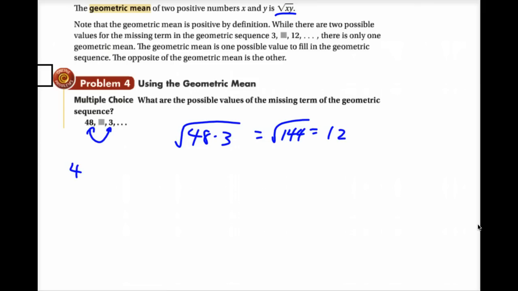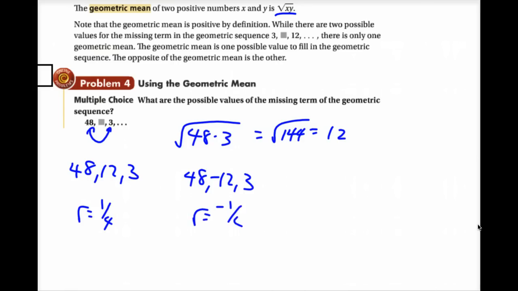So it could be 12. It could be 48, 12, 3. And I hope you agree with that, because if that was the case, R would be a fourth. 12 over 48 is a fourth. 3 over 12 is a fourth. If I multiply it by a fourth, that's how I get from one term to the next. Well, got to be careful here, because it actually could also be negative 12. In which case R would be negative a fourth.